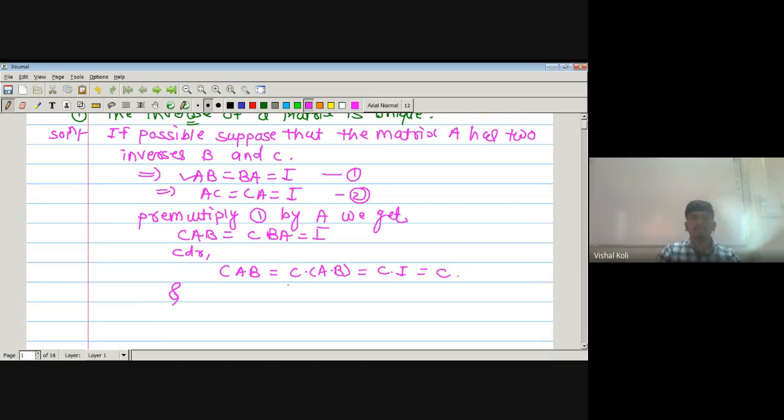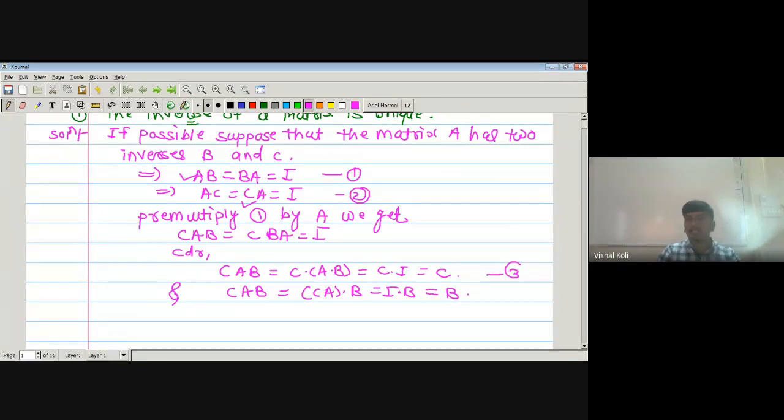And CAB equals C into A into B. Again, matrix multiplication is associative. Therefore, CAB can be written as CA into B. From equation 2, C into A is I, so I into B is equal to B.